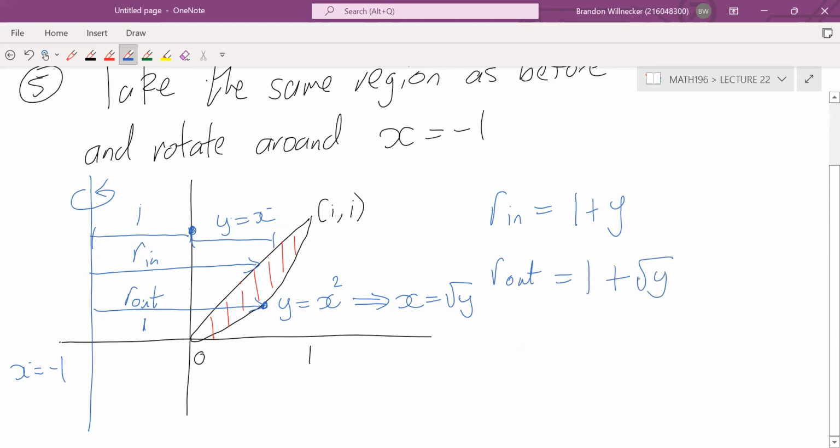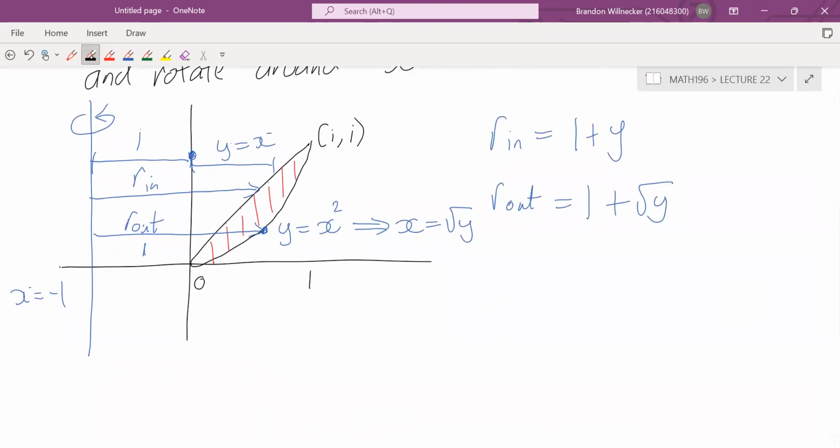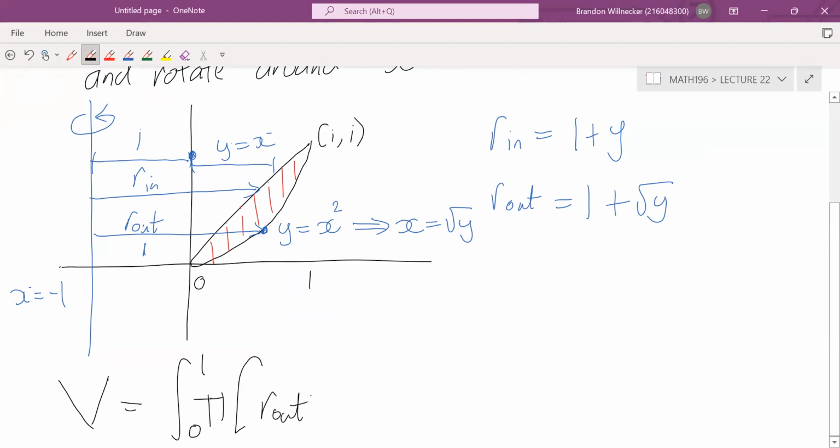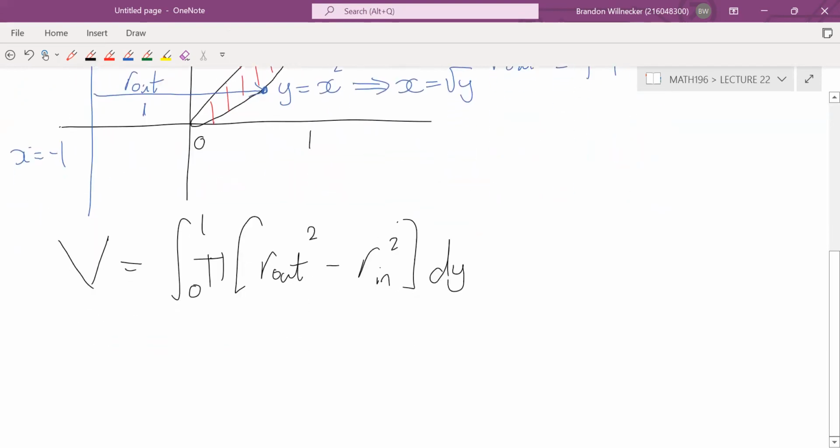Okay, so we've got the two radii. We can now substitute and integrate. So the volume is the integral from 0 to 1. That's our vertical distance that we're integrating along. Then we need pi times r out squared minus r in squared dy. Again, it's a vertical axis, so we integrate in terms of y.